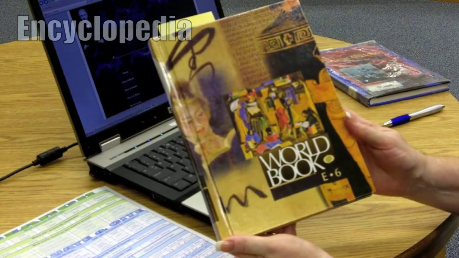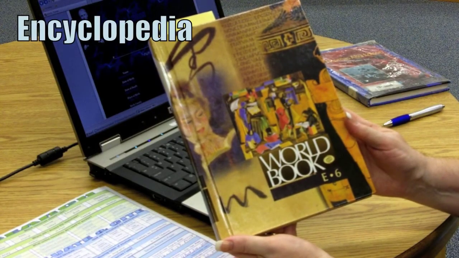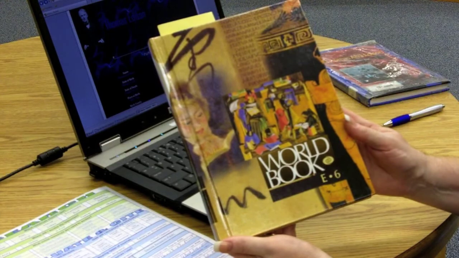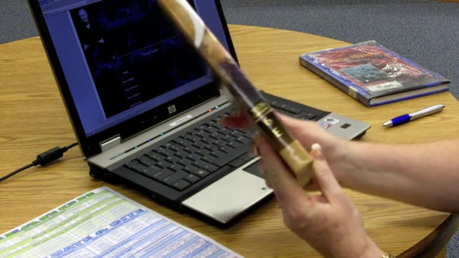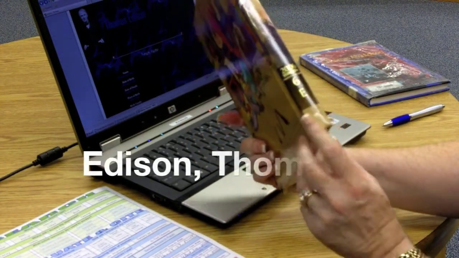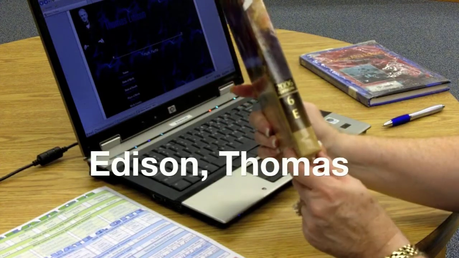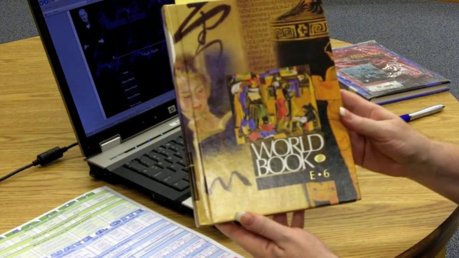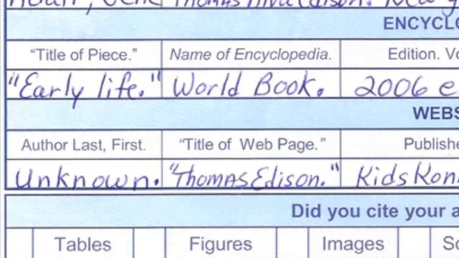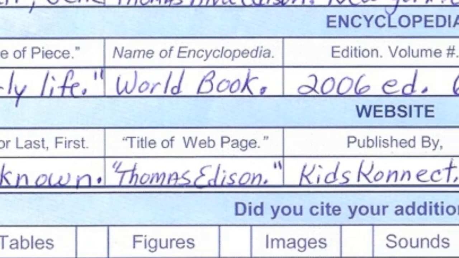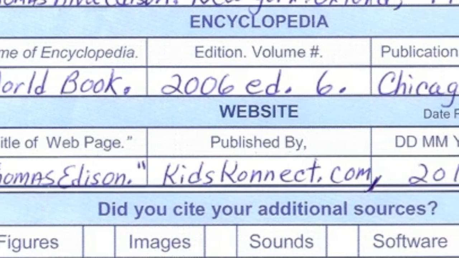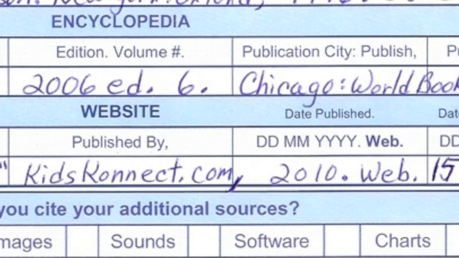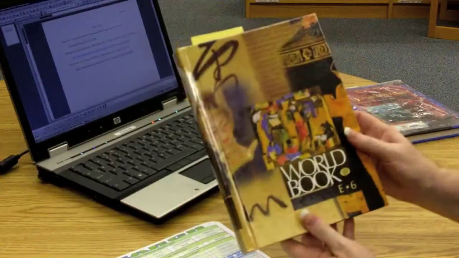Now remember, if you're studying the life of a person, in the World Book Encyclopedia or in any encyclopedia, you want to look for the person's last name, and in this case Edison starts with an E, so that's why we would find Thomas Edison in this volume. This is the World Book Encyclopedia that we're going to be using, and we have to make sure in this one that we get the volume number and the publisher as well. So you may be looking for this information.